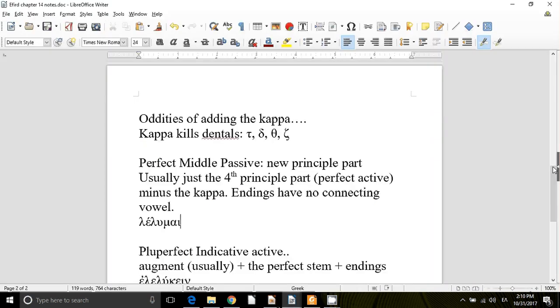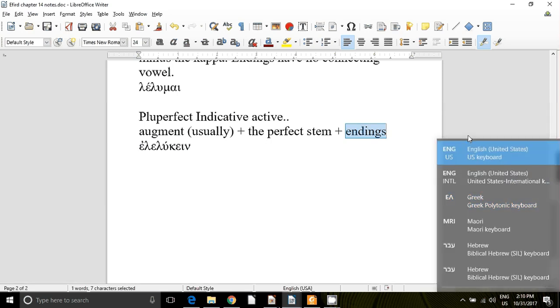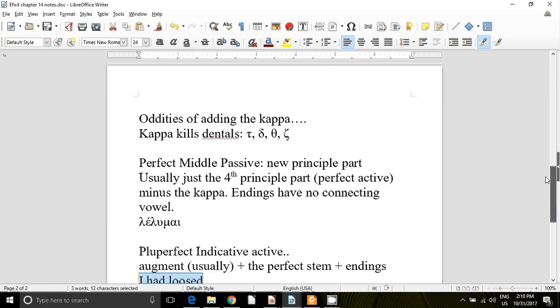The pluperfect is not very often used for our sake in the New Testament. Not very often used at all. But you're going to do an augment plus the perfect stem, plus these new endings that we're going to learn for the pluperfect. The pluperfect is I had loosed. How you translate the pluperfect? It's time before past time. I had loosed.